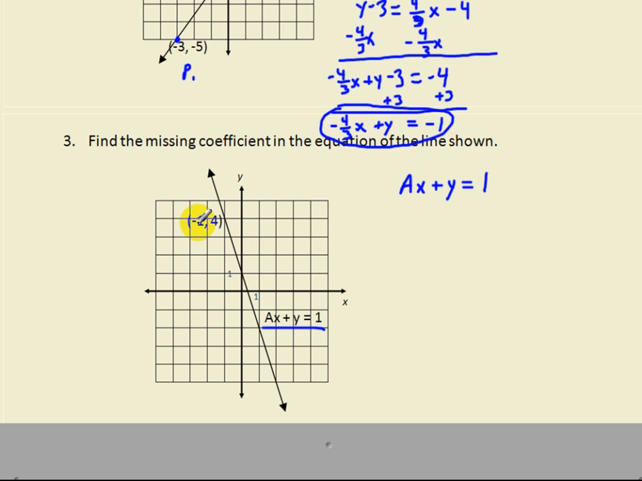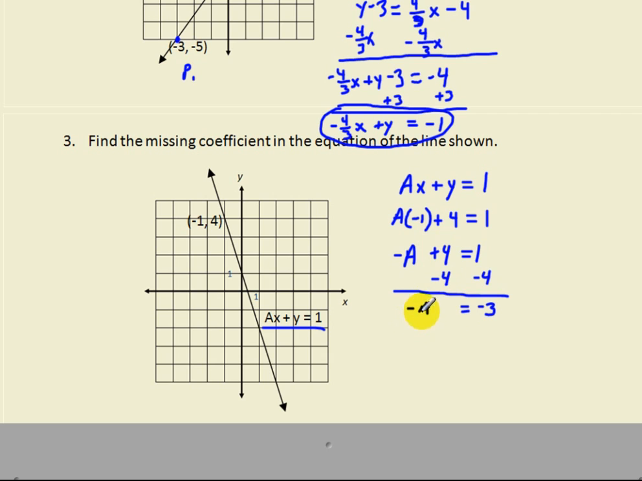So I'm going to substitute the value of x here. So we have a times -1 plus, and then substitute the value of y in that same point, plus 4 equals 1. Now we can solve for a. So a times -1 is -a plus 4 equals 1. And then we want to undo this addition, so I'm going to subtract 4 from each side. And we still have -a. These undo each other, and we have -3 on the right hand side.